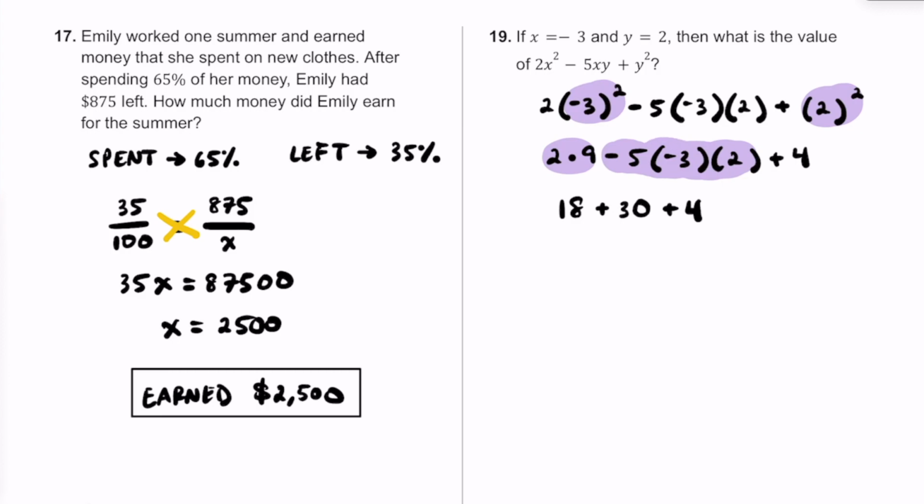And then 18 plus 30 is going to be 48. And then 48 plus this 4 is going to be 52. And so if x was -3 and y was +2, then this algebraic expression must be equal to 52.